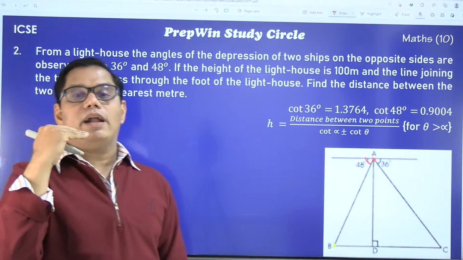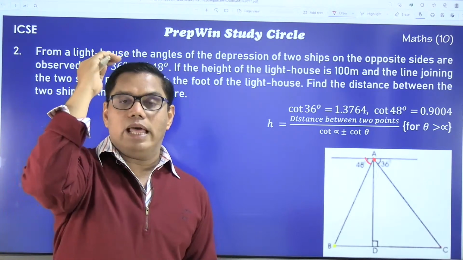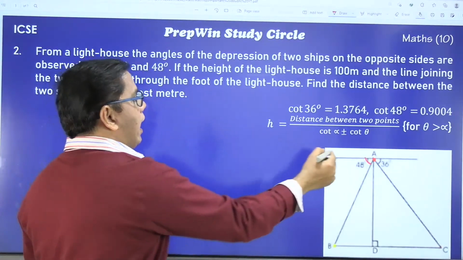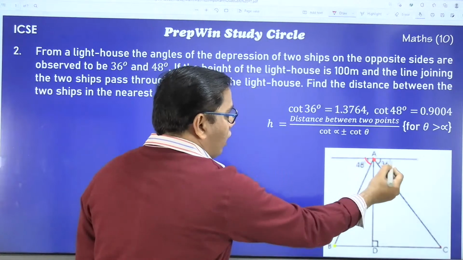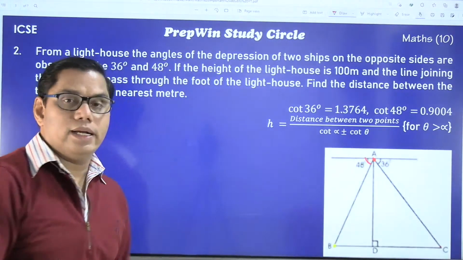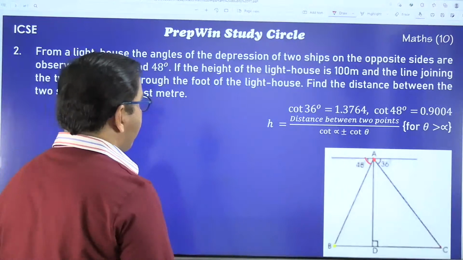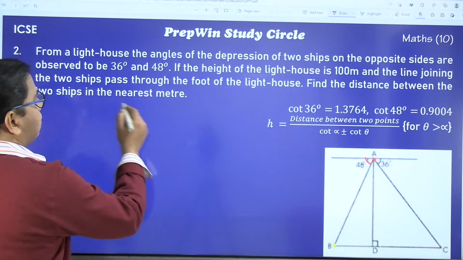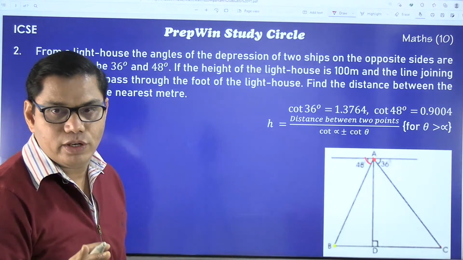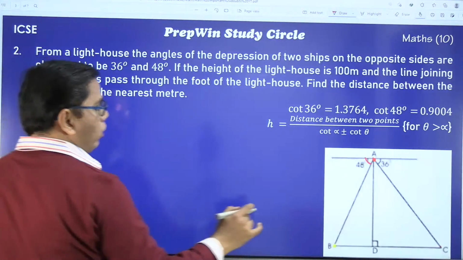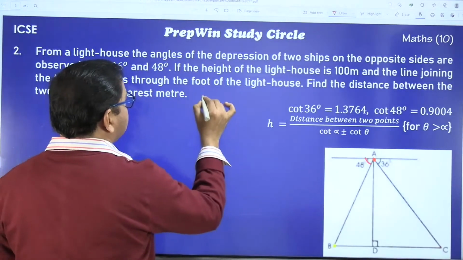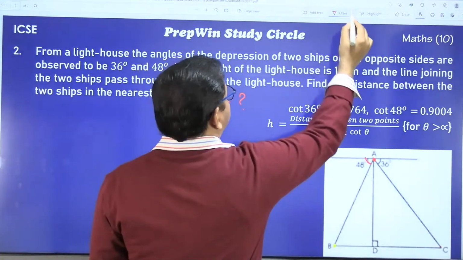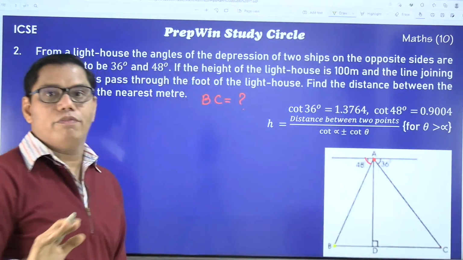And always remember that whenever there is an angle of depression, when you look up or down, there will always be a straight line in front of the eye. So the angles of depression are 48 degree and 36 degree. Find the distance between the two ships to the nearest meter. We want the answer in meters, not in decimal points. So we have to find the distance between the ships, BC. This BC is what we are interested in, what we have to find out.